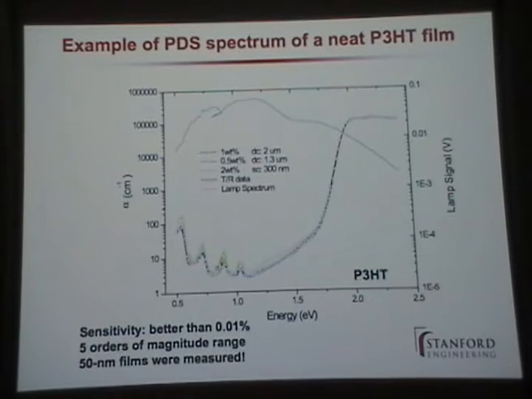And so we put this together. This is an example of a measurement of a neat P3HT film. And the thing you should pay attention to here is the fact that this is a log scale.